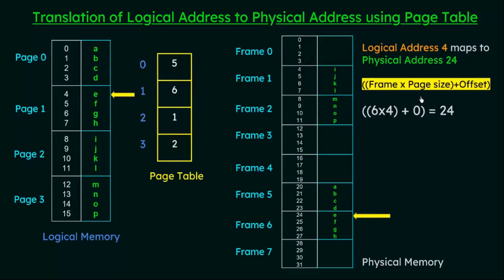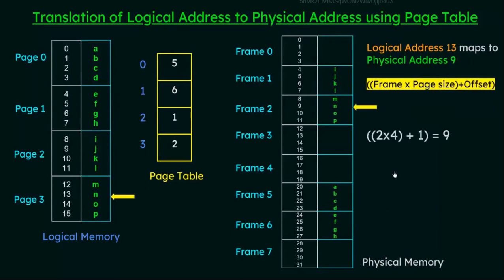So let's take another example quickly. Logical address 4 maps to physical address 24. Logical address 4, which is this one, E, is in page 1. It falls under page 1. And what is the frame in which page 1 is stored? We see that page 1 is stored in the 6th frame. So the frame is now 6. Page size is 4 bytes. And the offset is 0, because here we see 0, 1, 2, 3, and it is in the 0th position. So 6 into 4, 24. And if you see here, E is at the 24th physical address in this physical memory.